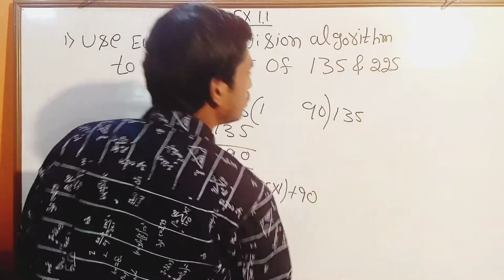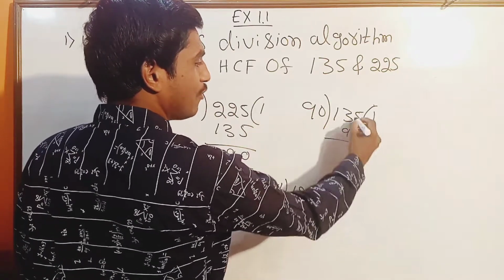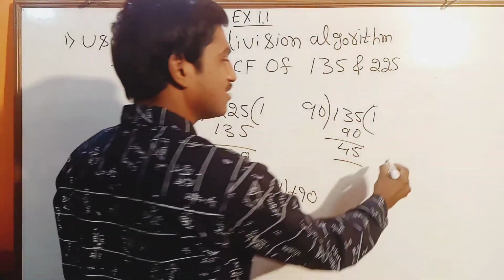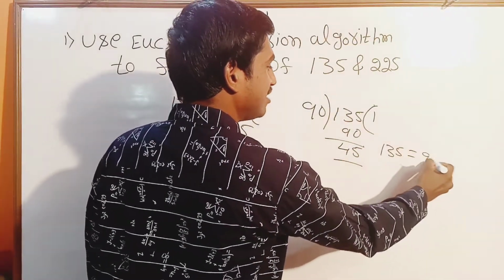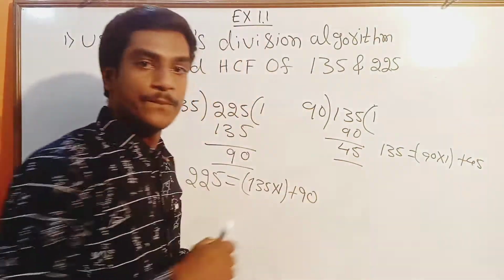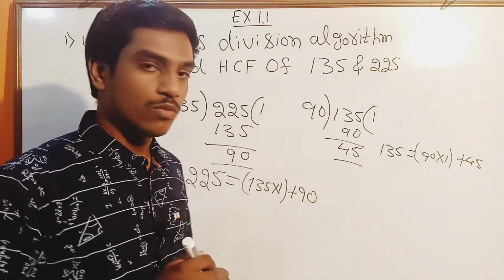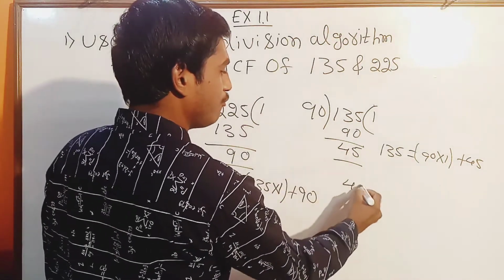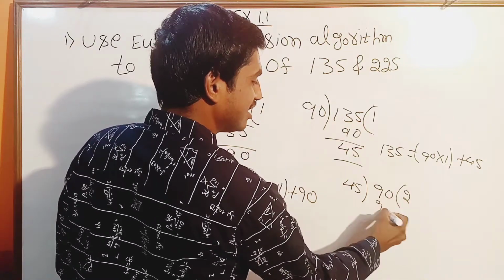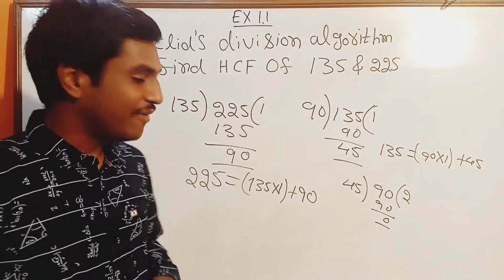which will be equal to 90 into 1 is 90. So 5 minus 0 is 5. 13 minus 9 is 4. Again we will write here 135 is equal to 90 into 1 plus 45. In this step also, we didn't get the remainder 0. So we will continue again. That is, 45 will be the divisor and 90 will be the dividend. 45 2s are 90. Remainder will be 0. So we will stop dividing at this stage.